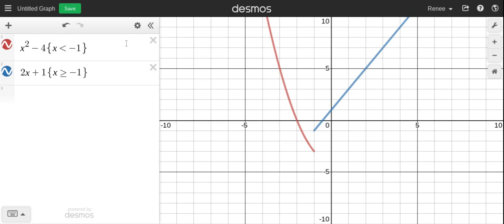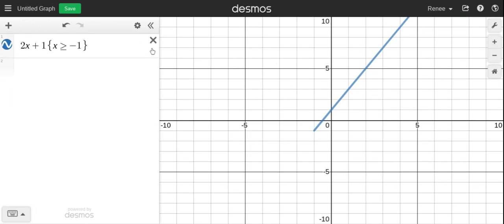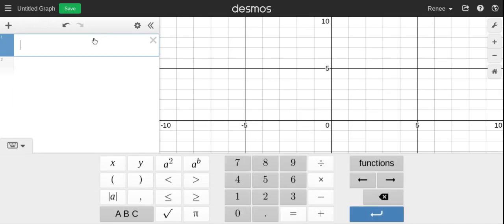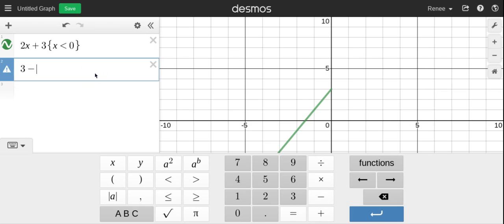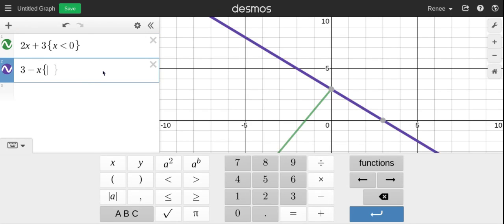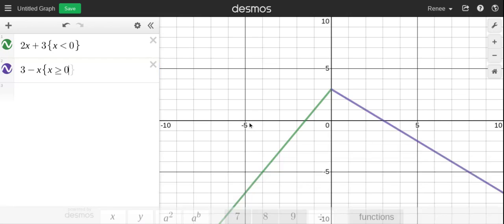Okay. Then for example number 2, so this is what example number 1 is. So you can compare it to what we have in our graph, in our video. Then for example number 2, you had 2x plus 3 with your curly braces at x less than 0. And you had 3 minus x with your curly braces, and you had x greater than or equal to 0. And there's your graph. So compare that to example number 2 in our video.